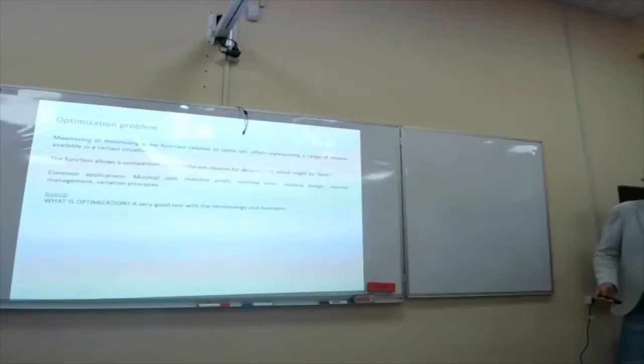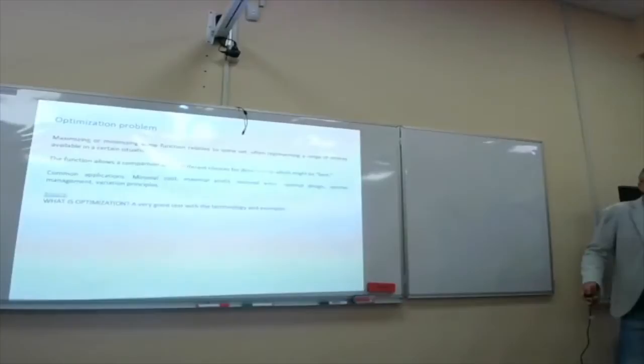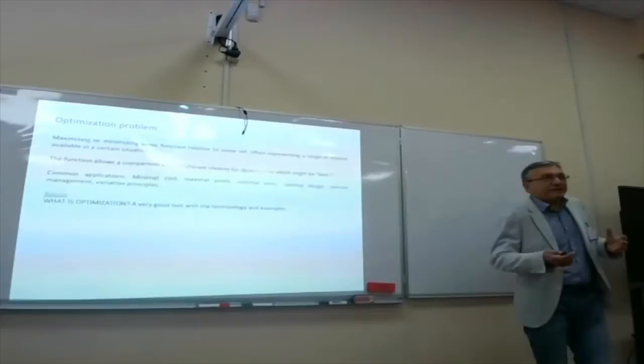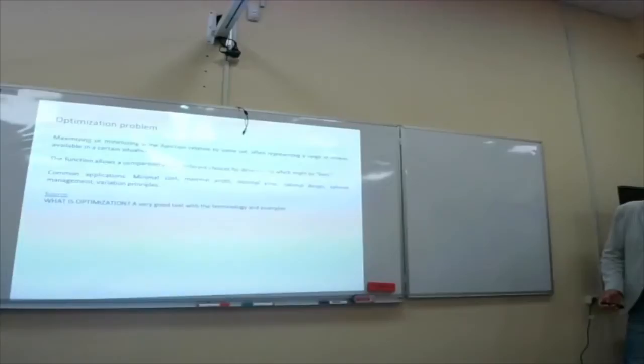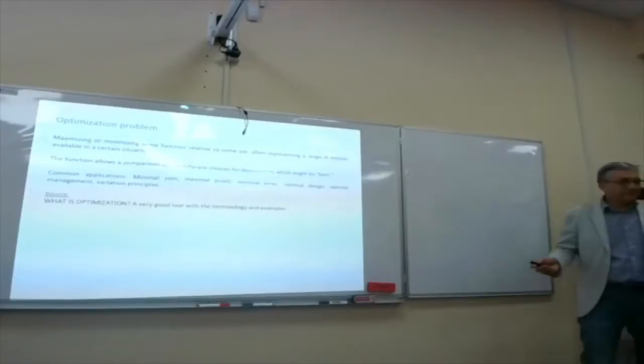And there are some common applications of optimization in general: minimum cost, maximal profit, minimal error, optimal design, optimal management, variation principles, etc. A very large number of areas need optimization of a single criterion, or maybe a set of criteria if we have a multi-criteria problem, and so on. There is a good source with some explanations, terminology, and examples on one of the American resources. This is my recommendation to use the source for yourself.